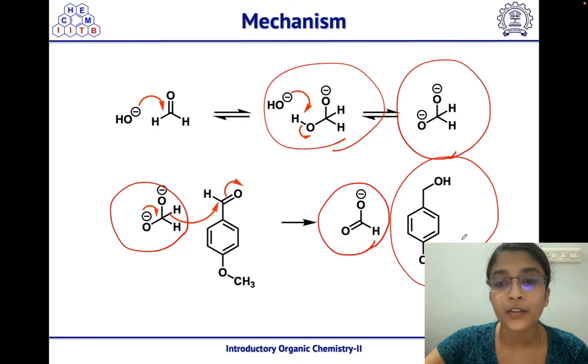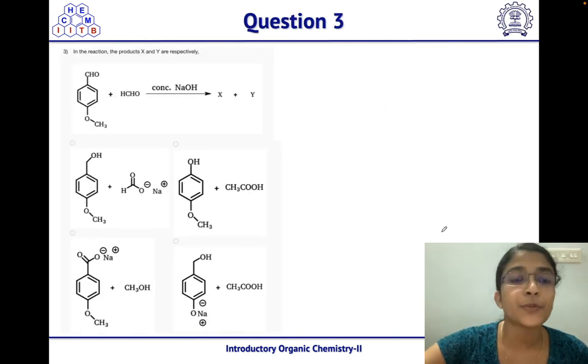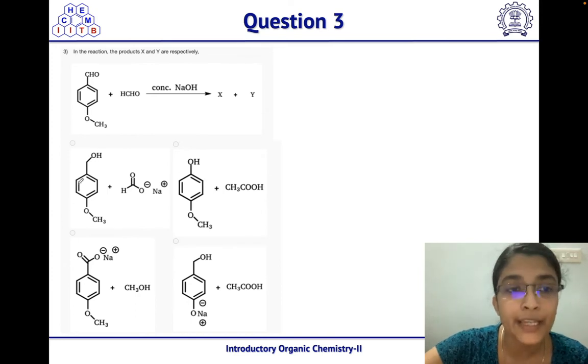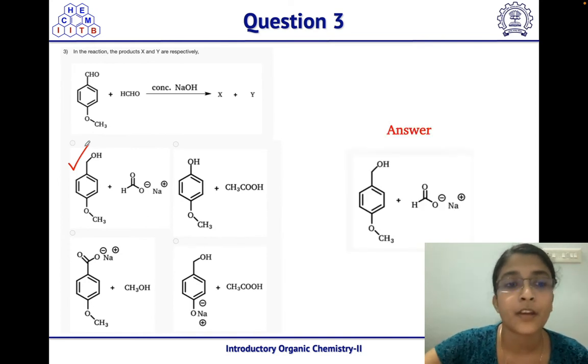Clear, ma'am. Okay. So we can go back to our question. This was the question. Out of these four, which is the right answer? As we have seen in the mechanism, the right answer is option A. The first aldehyde will undergo reduction and the second aldehyde will undergo oxidation to form an alcohol and a carboxylate respectively.